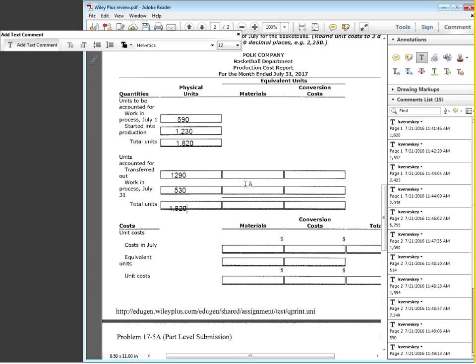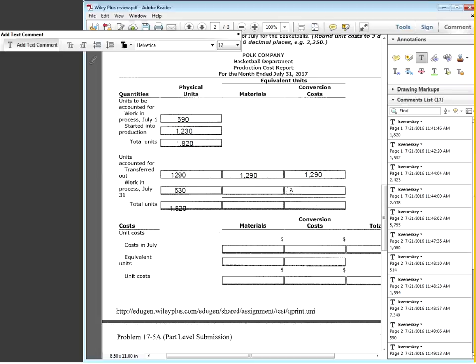Now let's move over here to equivalent units. Units accounted for, transferred out for materials. Well, if they are transferred out, that means they're 100% done. So if they're 100% done, there's nothing to calculate. All 1290 were 100% done, so they're transferred out. That's how many units were for both of them.